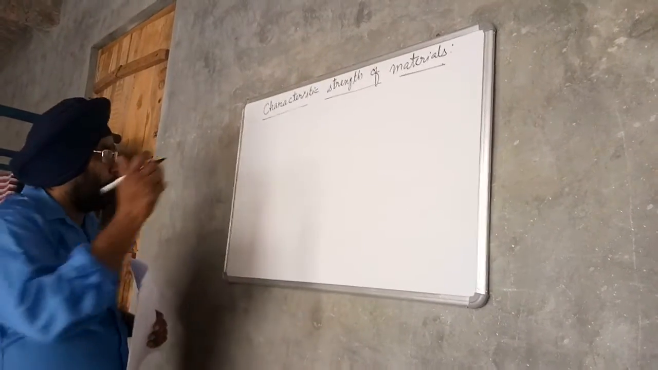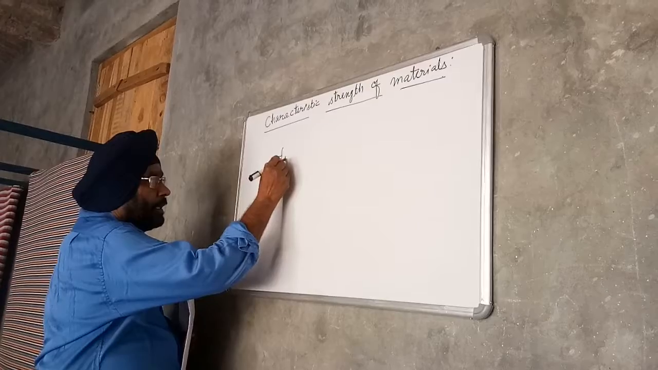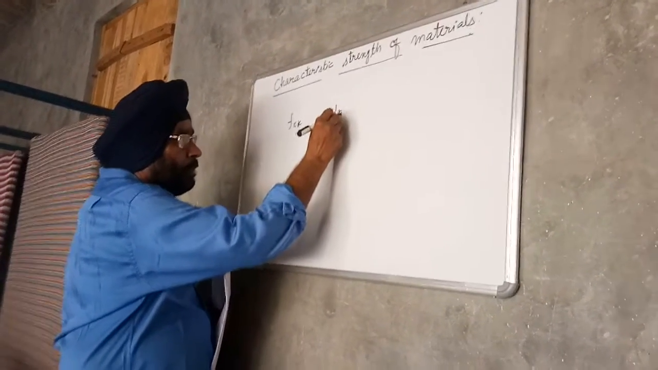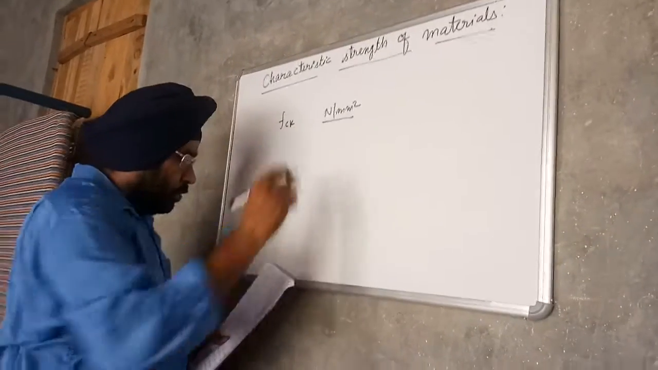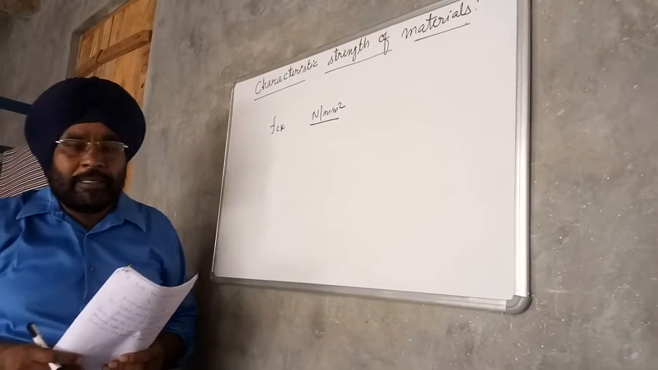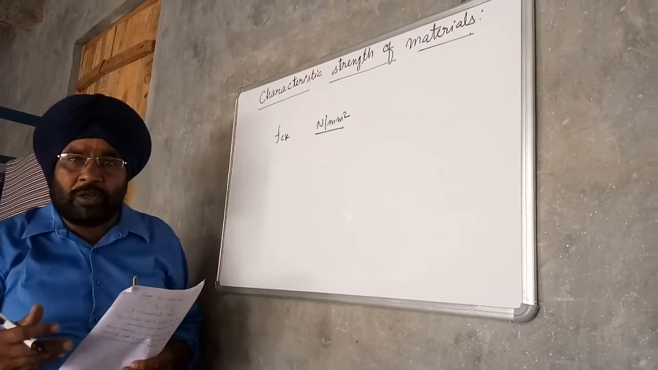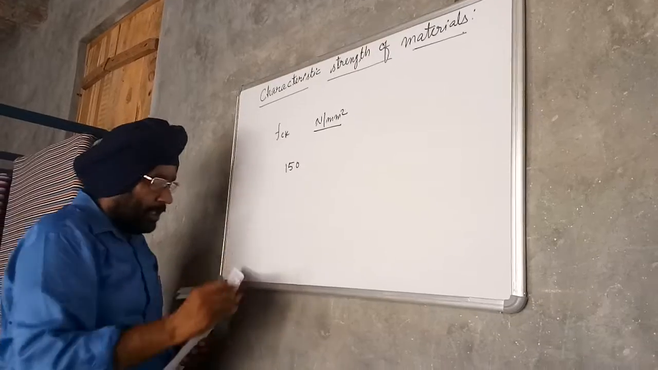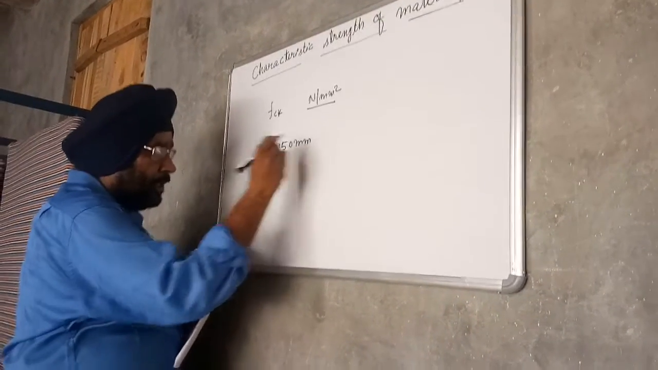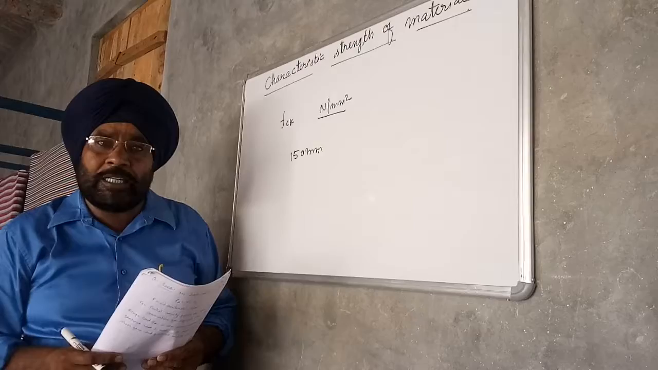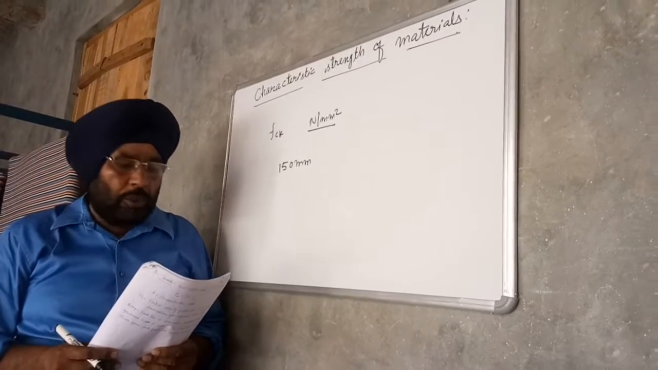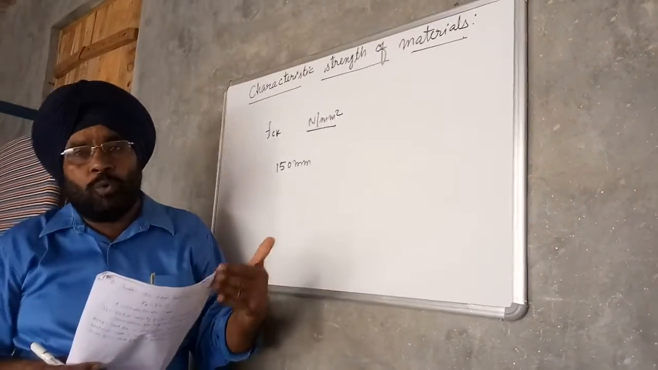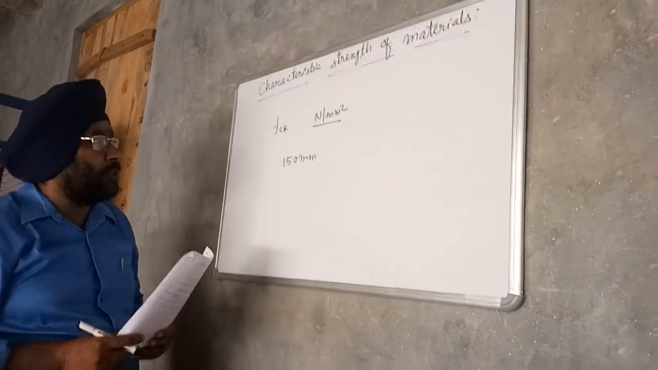So, characteristic strength of concrete. It is denoted by fck and its units are Newton per square millimeter. The characteristic strength of concrete is defined as the compressive strength of 150 mm cube after 28 days of curing, below which not more than 5% of the test specimens are expected to fall.